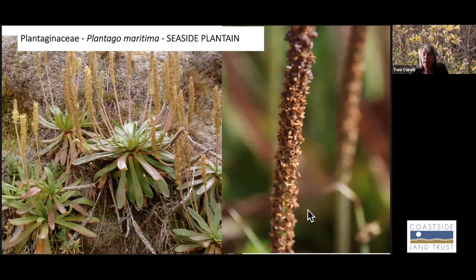California seaside plantain in California is strictly coastal, occurring all along the California coast. The inflorescence is a long spike with many small flowers, and the leaves are very succulent and mostly found growing on our cliff faces. This is the whole plant here with its leaves and flowers.